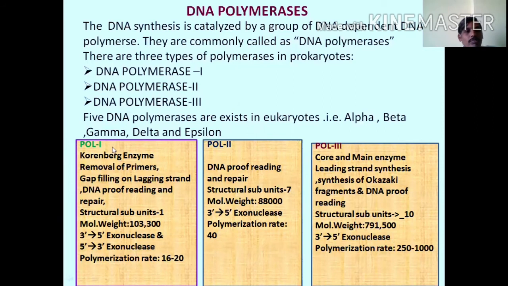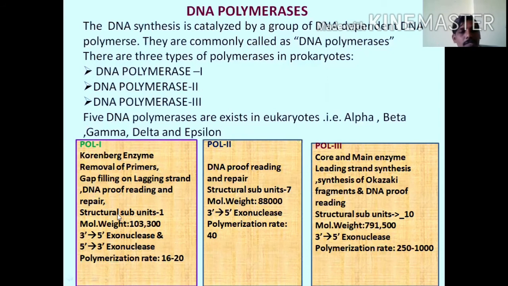First, we can go through the polymerase 1 enzyme. It was first discovered by Arthur Kornberg, that's why it is also called the Kornberg enzyme. It is involved in the removal of primers. The short pieces of RNA are excised by polymerase 1, and the gap filling on the lagging strand is done, where the primers are replaced by new nucleotides. Another function is DNA proofreading and repair. These are the functions of polymerase 1.